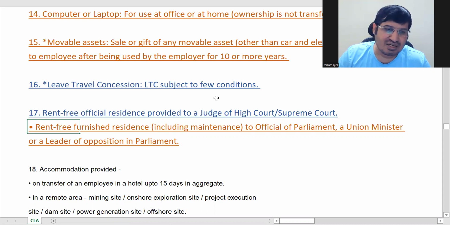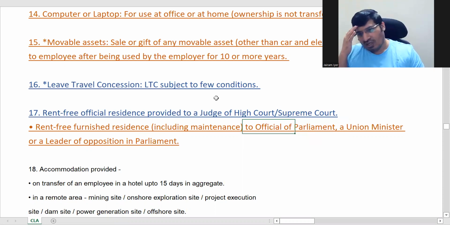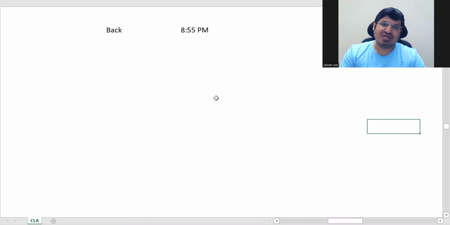Okay, and leader of opposition in parliament, you already know. Official of parliament is not member of parliament. ठीक है, तो official of parliament ये है जो parliament से related जो officials होते हैं ना, वो लोग हैं ये basically. आप जब ये भी देखते हैं question, ये सब आता है parliament.